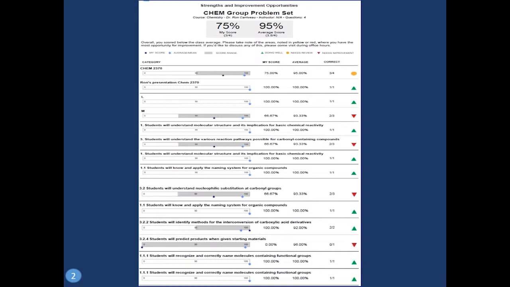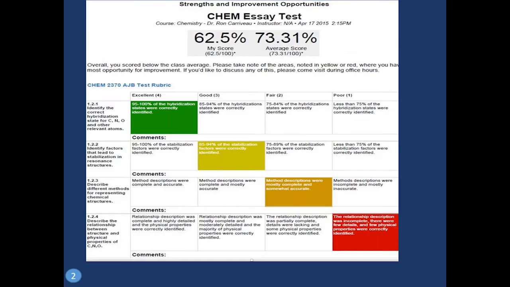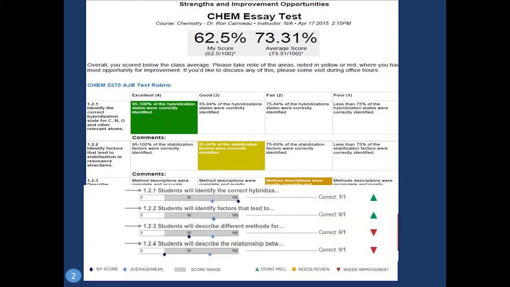If it had been an essay test that was given, then of course you would have the rubric, and the student, again, because it's strengths and improvements, could see how each individual student did. And these are always the rows of a rubric, and the students could look at that also.